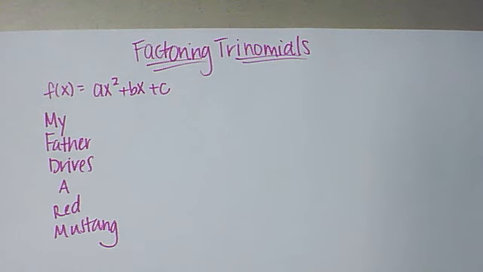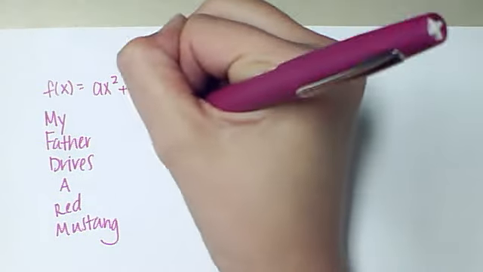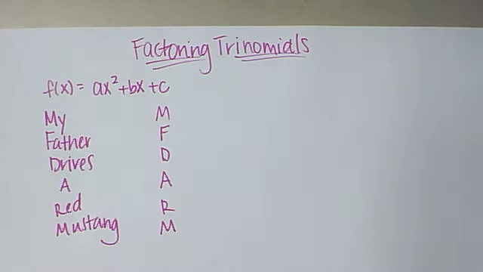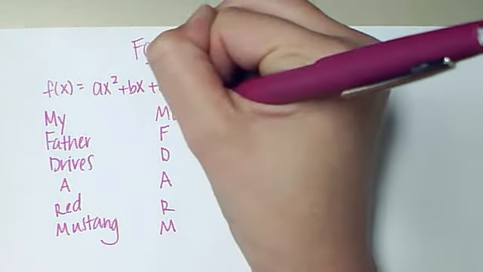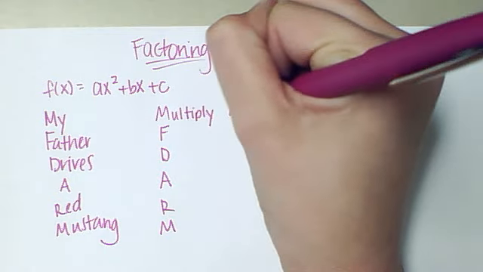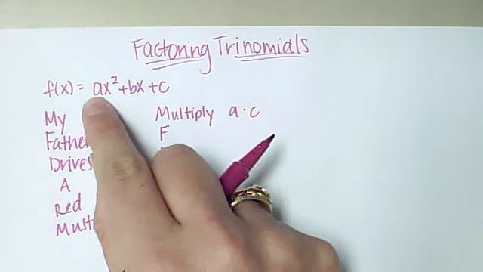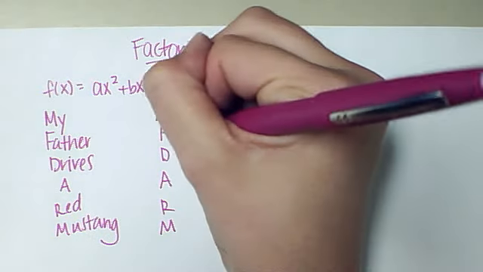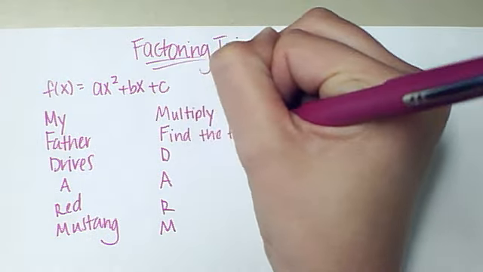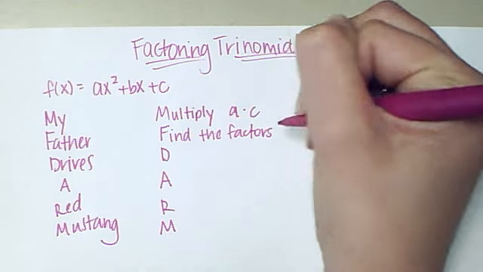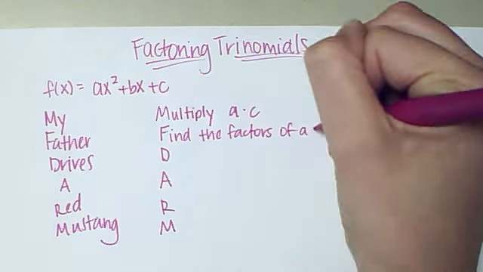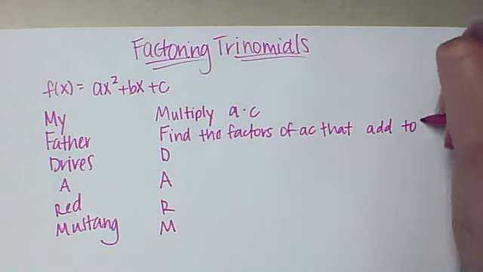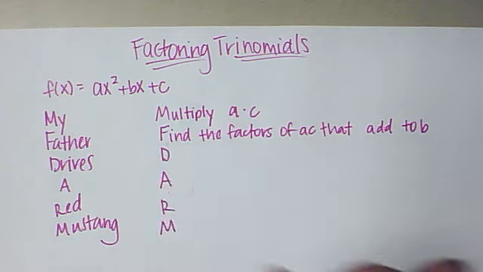So you say in your head, my father drives a red Mustang, and write the first letter of each, and then we'll write out the steps for what to do. M stands for multiply a times c. So that's this number, the coefficient of x squared, and c, the constant by itself. F is to find the factors of AC that add to b. B is the number with x.